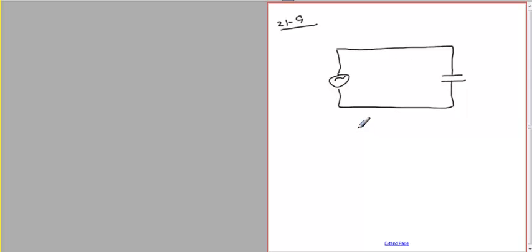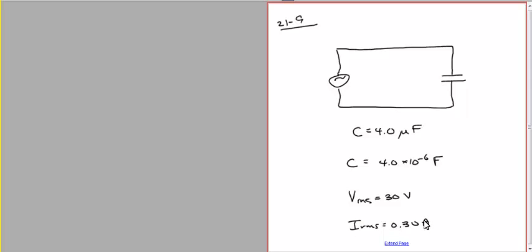Okay, so we just talked about resistors. Now we're going to talk about capacitors. Let's do 21-9. It says we have a capacitor connected to a generator, and the capacitance is 4 microfarads. Micro is 10 to the minus 6. The generator has an RMS voltage, V RMS, equal to 30 volts, and the current in the circuit is observed: I RMS is equal to 0.30 amps. What is the frequency of the source? So F is the question mark.